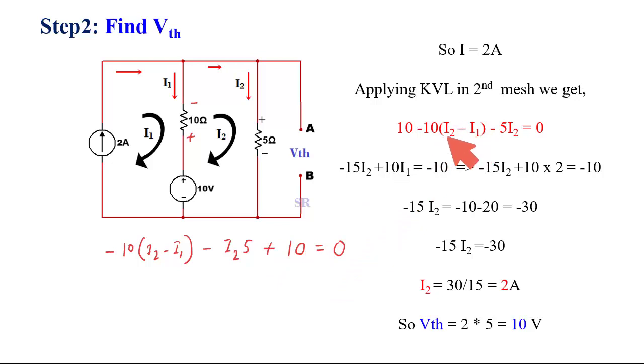Now see, this is the first equation. In this equation, I will put the value of I1. As I1 is the current in the first loop and a current source having 2 ampere is there, no doubt I1 is equal to 2. Now putting the value of I1 equal to 2, ultimately I got I2 equal to 2 ampere. So what will be the Thevenin voltage? Thevenin voltage VTH is equal to this 2 ampere, which is I2, multiplied by this 5 ohm. Ultimately we got VTH equal to 10 volt.